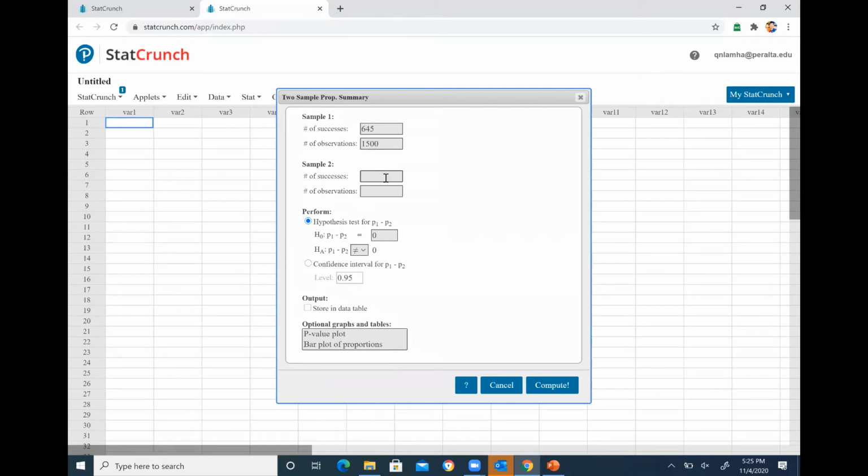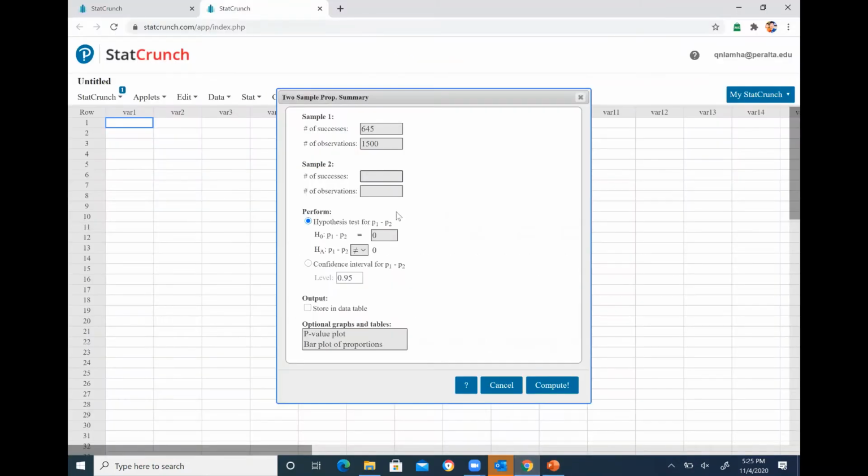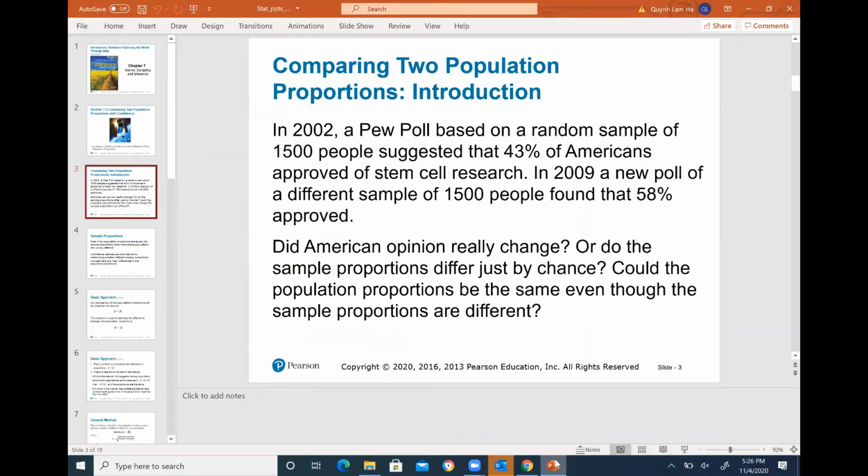And here, what percentage do we have? I think 58%, right? So you take 1,500 times 0.58, and you get 870. So 870, and here we have 1,500. We're not doing chapter 8, we are doing chapter 7. So we click this, and let me see what confidence interval they wanted.